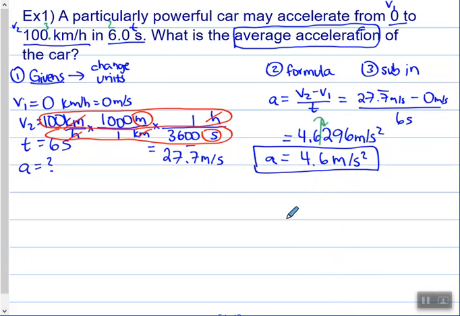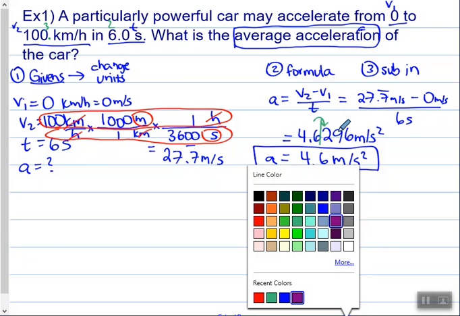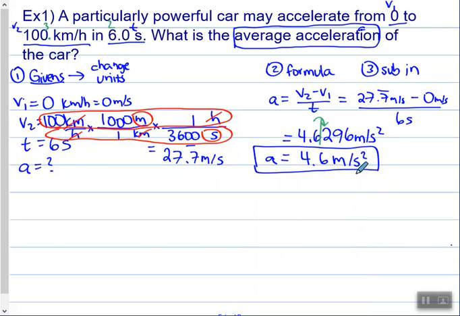So what this number means is that for every second, because remember our units for acceleration are meters per second per second, which we just shortened to meters per second squared. So for every second, we are getting 4.6 meters per second faster.